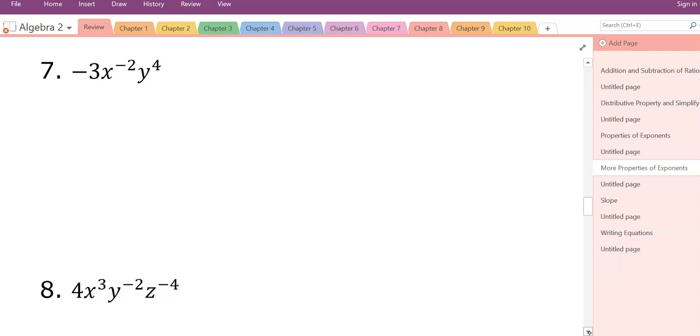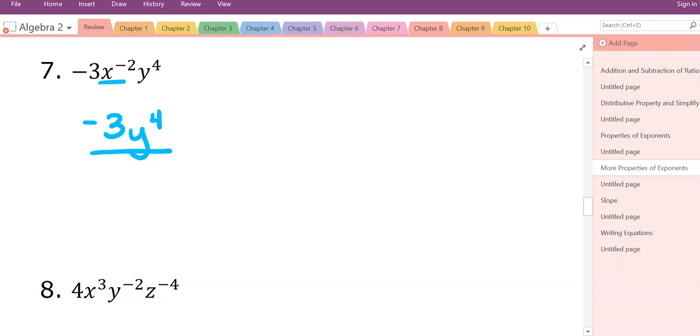Now for something like 7 and 8, if you need to rewrite something like this one, the only things that you should be moving are the terms that have negative exponents. If it's positive or if it's just a plain number, you leave it where it is. So for this one, x to the negative 2 is really the only thing that's causing a problem here. So the negative 3 and the y to the 4th should stay on the top.